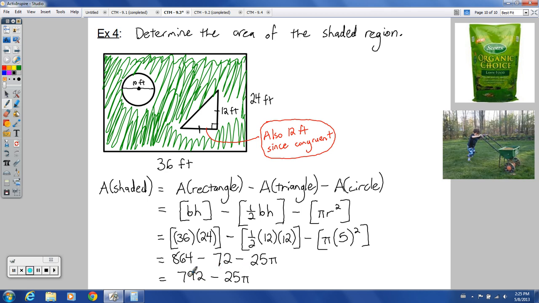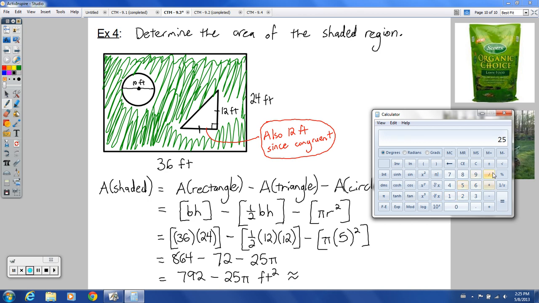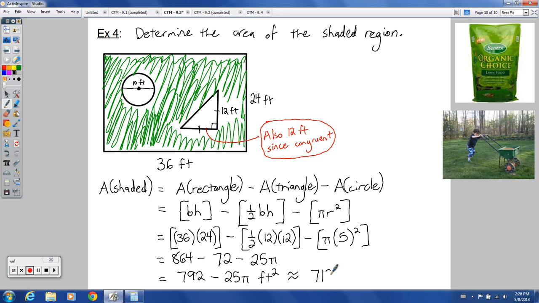You can't put this and this together. It'd be like putting something with an x and without an x together. But the pi does represent 3.14159, etc. If we put that into a calculator, take 25 times pi, you'd get 70 something and some change. So we have 25 times pi, 78.539, so on. So we take that, subtract it from 792, and we're going to get our answer. We would get approximately 713.46. So feet squared here, feet squared here. This is the area of the shaded part.